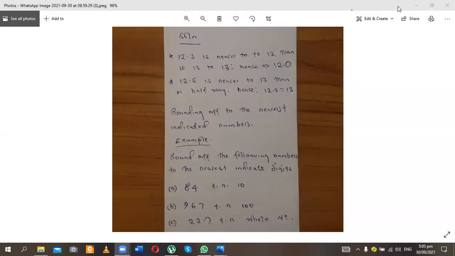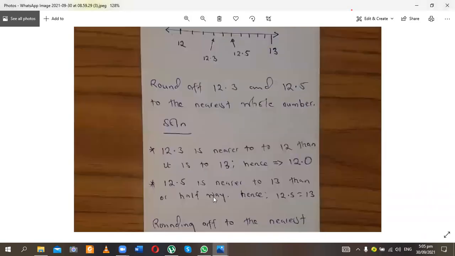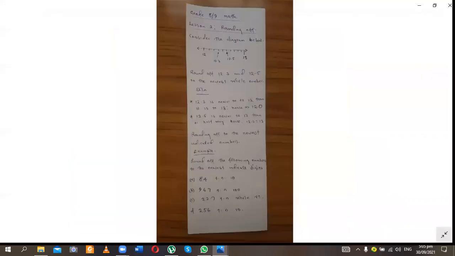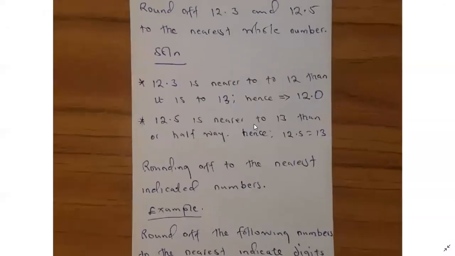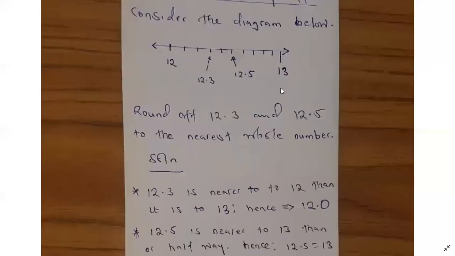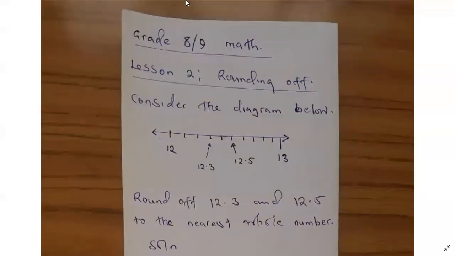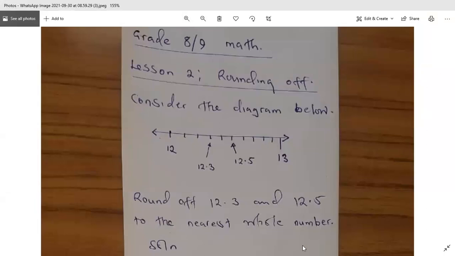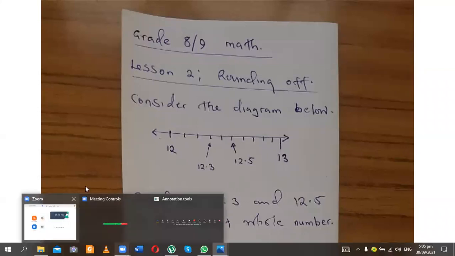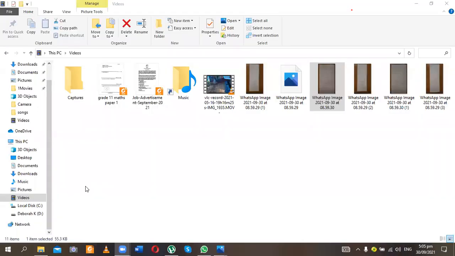We're going to look at the second set of the discussion that we started. We started looking at approximation, and this is the second part, which I've called lesson two.